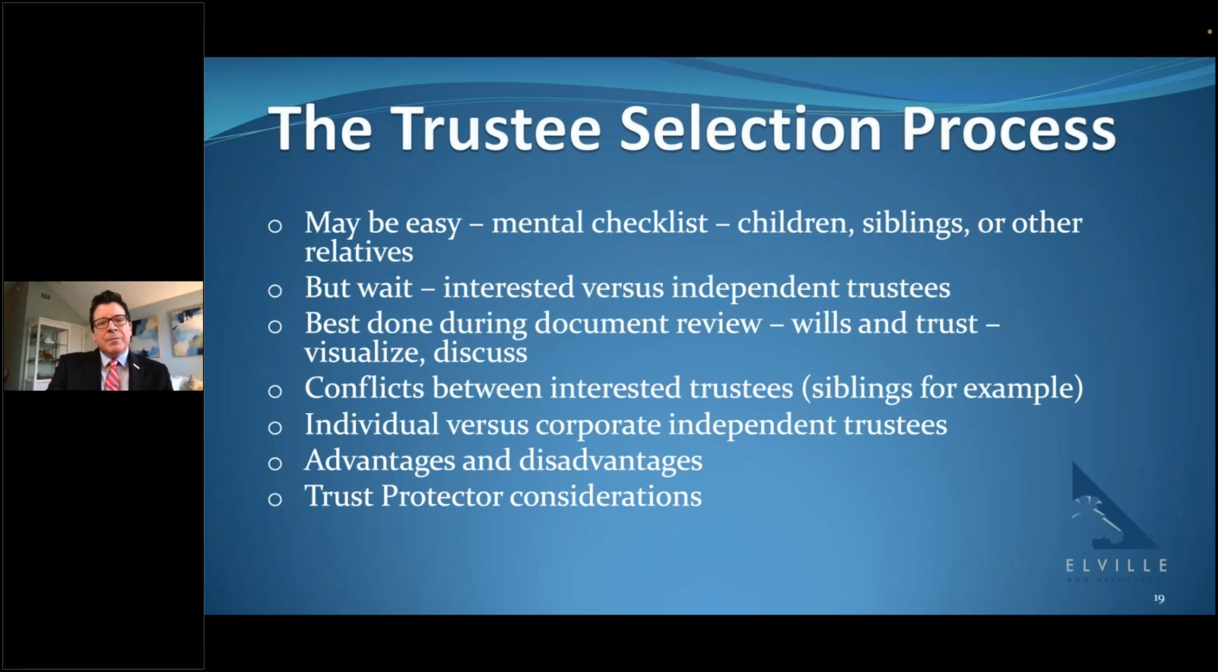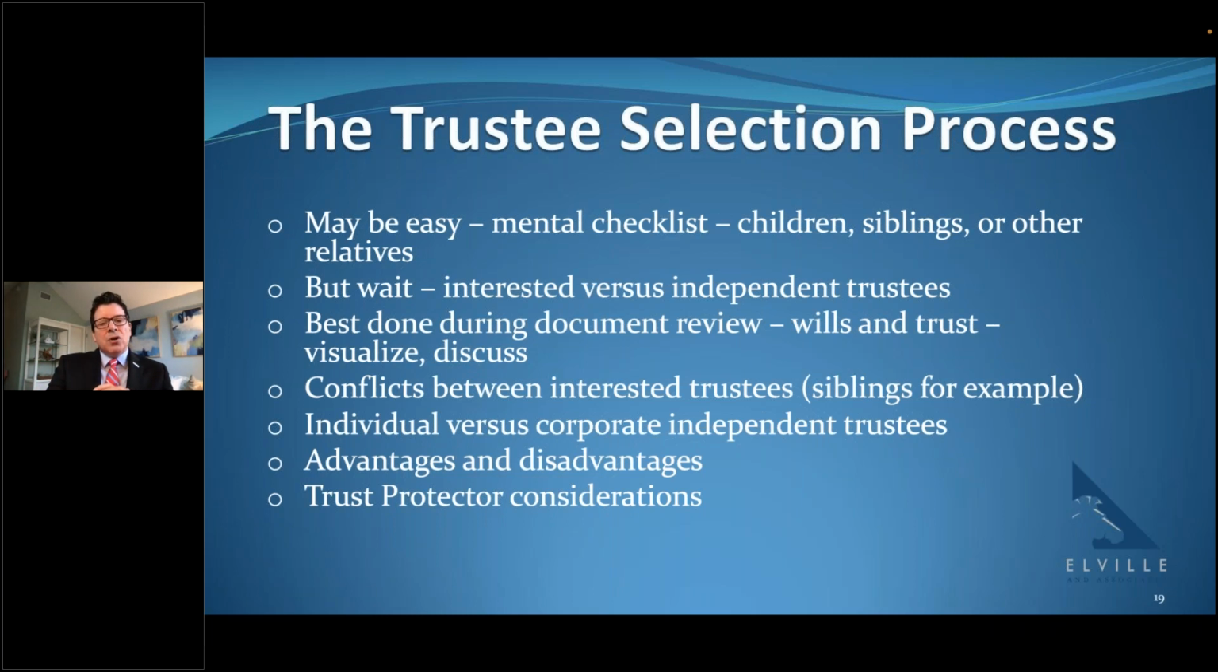So as we think about the trustee selection process, then, this could be very easy for you. You may already have a mental checklist: children, siblings, other relatives of yours. You may have a special relationship with your financial advisory firm, and they may have a corporate arm that is an independent trustee. You may also want your attorney or your CPA to be the trustee. So you may already have this mental checklist.